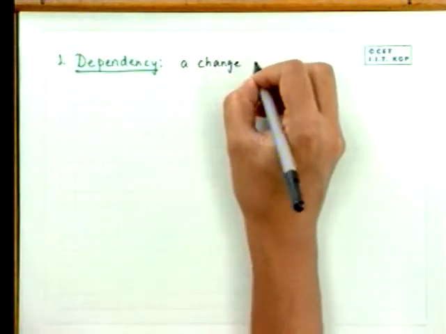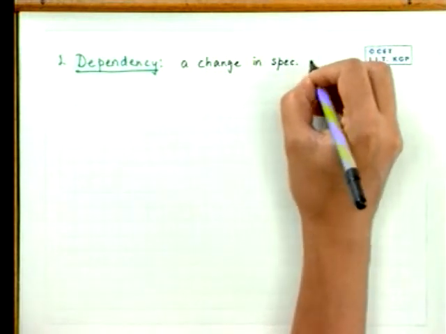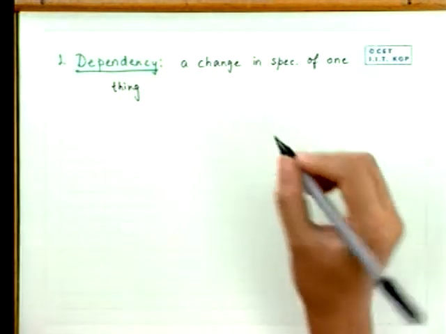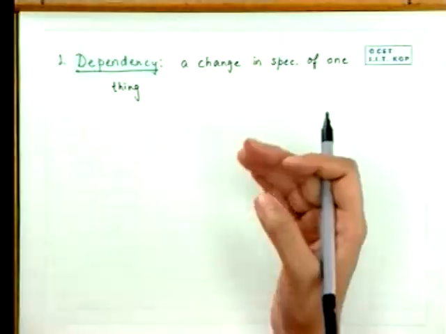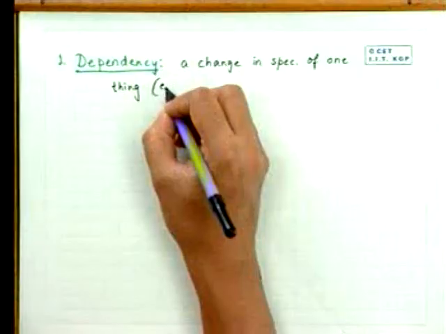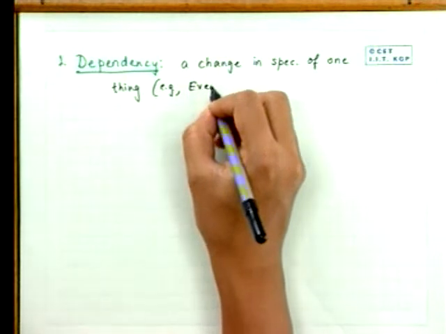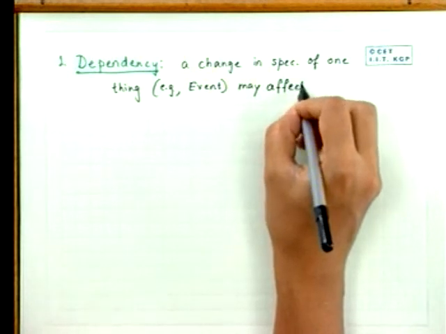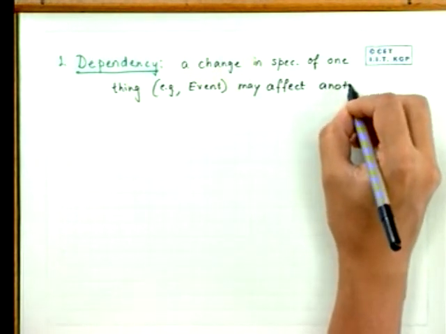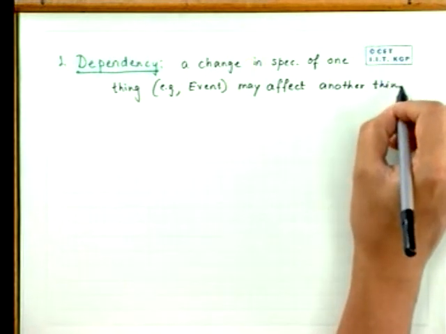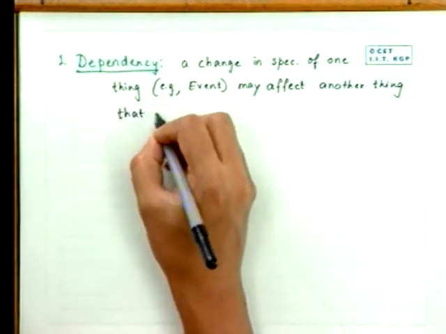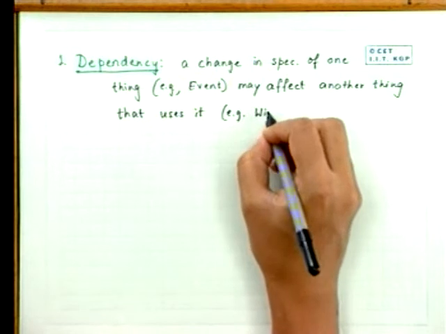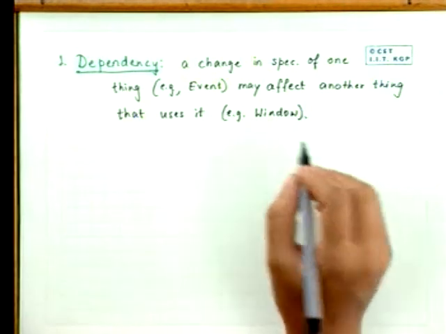A change in specification of one thing, for example, in the earlier class diagram, a change in specification of the event may affect another thing that uses it. In the example given before, a window is affected by a change in event.